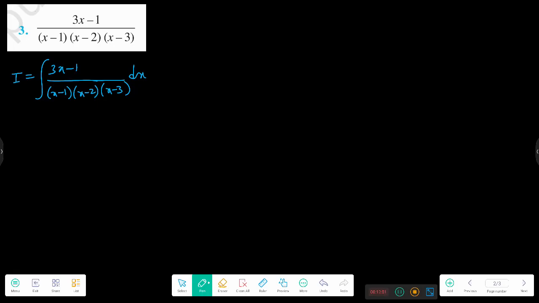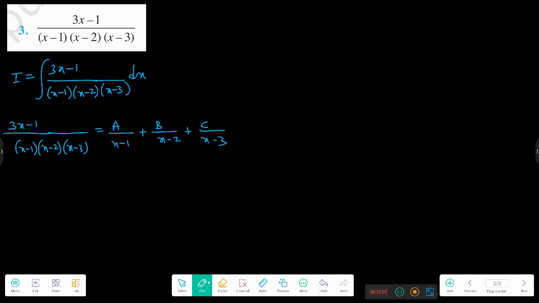Okay. So take the question without the integral: (3x minus 1) divided by (x minus 1)(x minus 2)(x minus 3) is equal to A divided by (x minus 1), plus B divided by (x minus 2), plus C divided by (x minus 3). Now we have to simplify this.